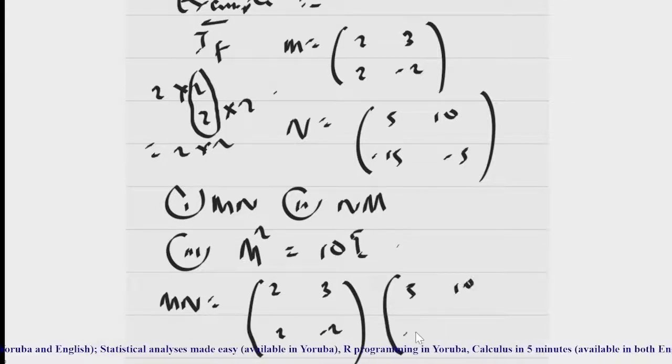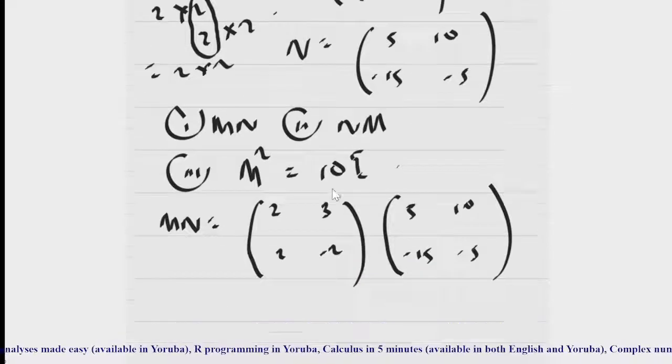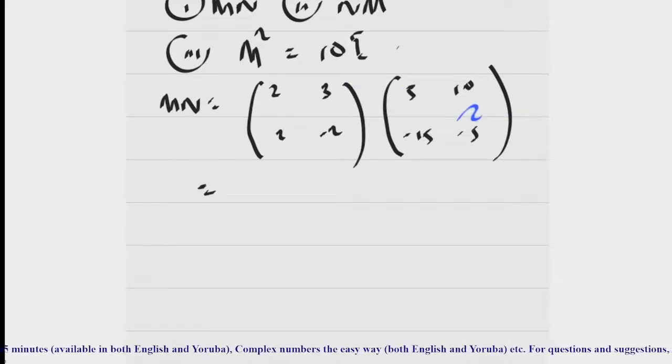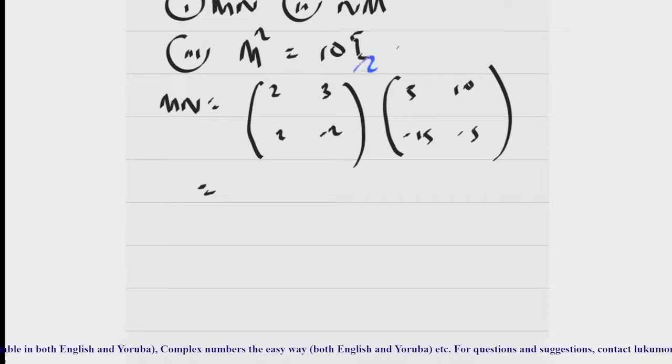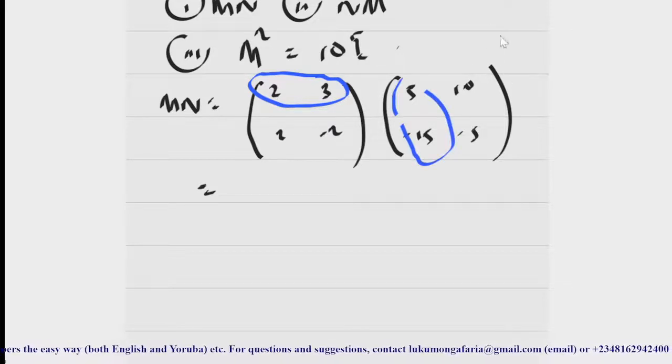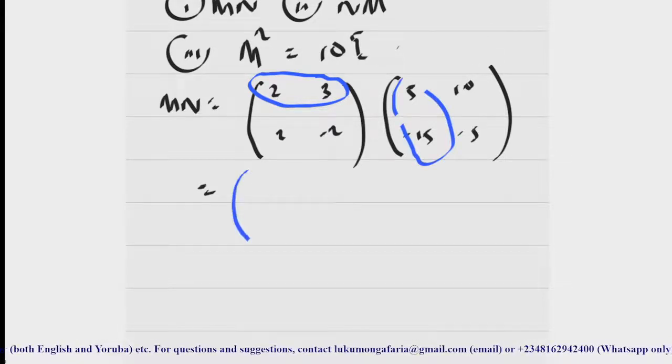5, 10 minus 15 minus 5. Remember what I asked you to do? What I told you, if you want to multiply two matrices together, then you multiply row by columns. So you have to start from here, row by columns. You have to do it for this column as well as for the second column. Okay, what are we going to have?